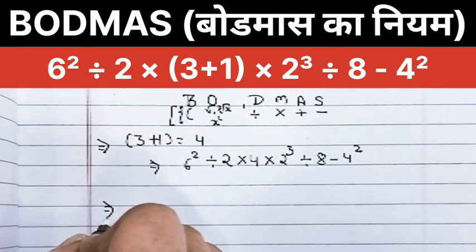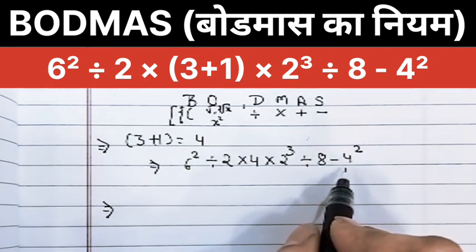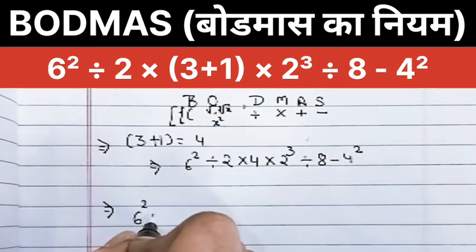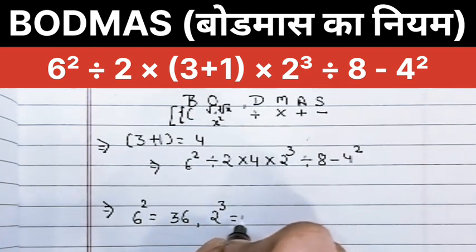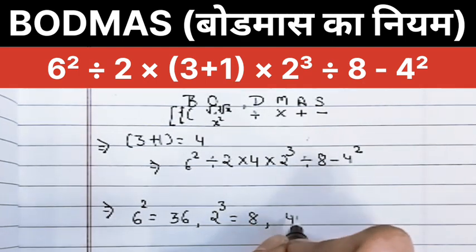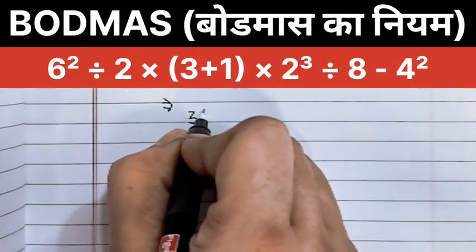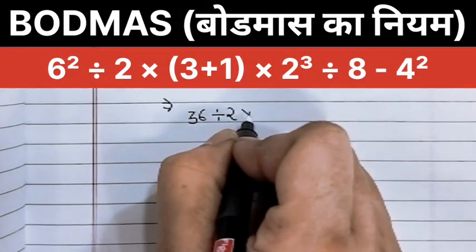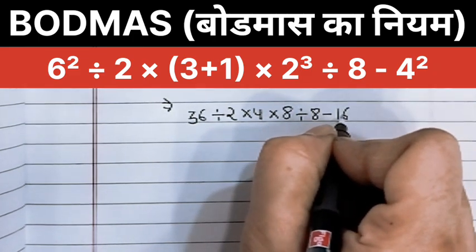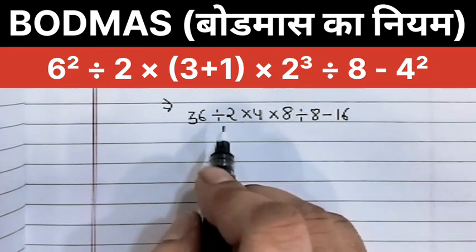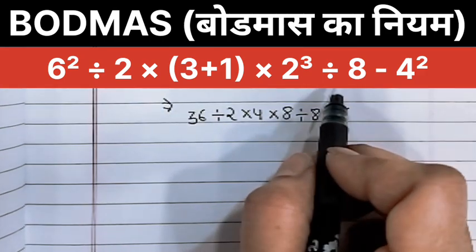Now, the second step, orders and exponents. Next, we calculate all the powers and exponents. So, first, 6 square is equal to 36. Now, 2 cube is equal to 2 into 2 into 2, that is 8. And 4 square equals 16. Now again the expression becomes 36 divided by 2 multiplied by 4 multiplied by 8 divided by 8 minus 16. According to step 2, exponents must be converted into numerical values before we can proceed with the basic arithmetic.